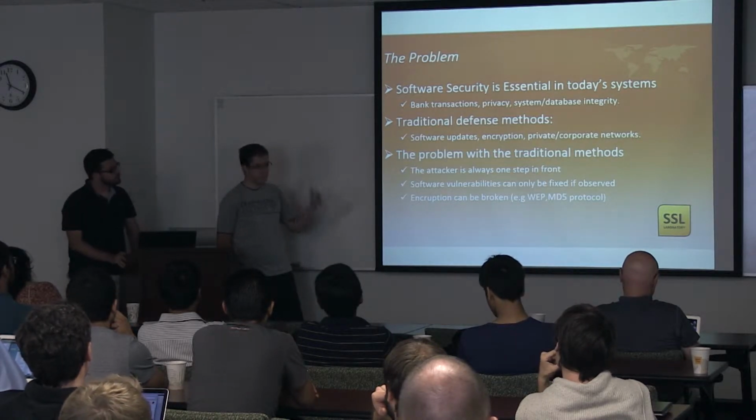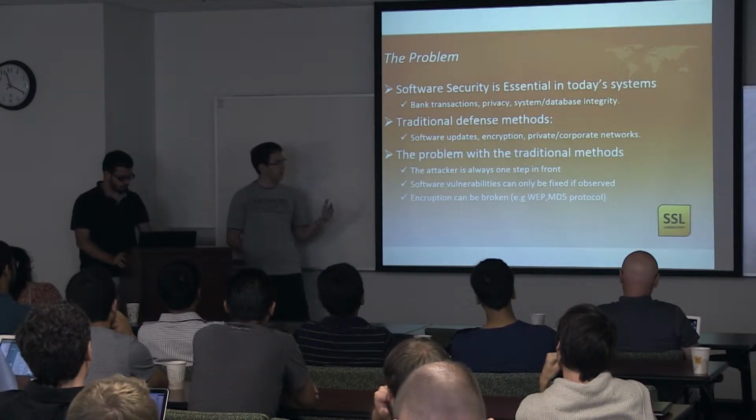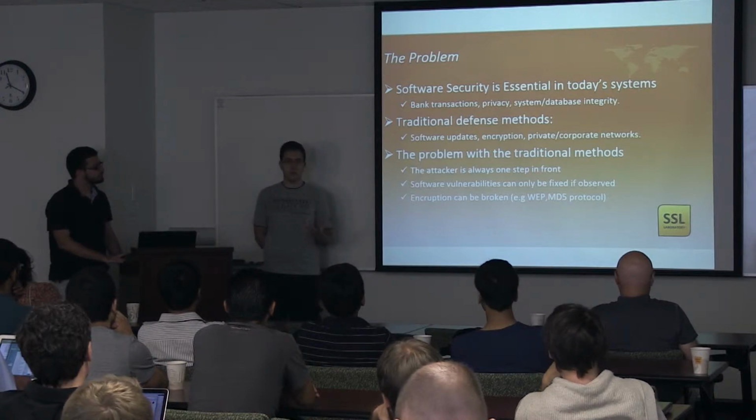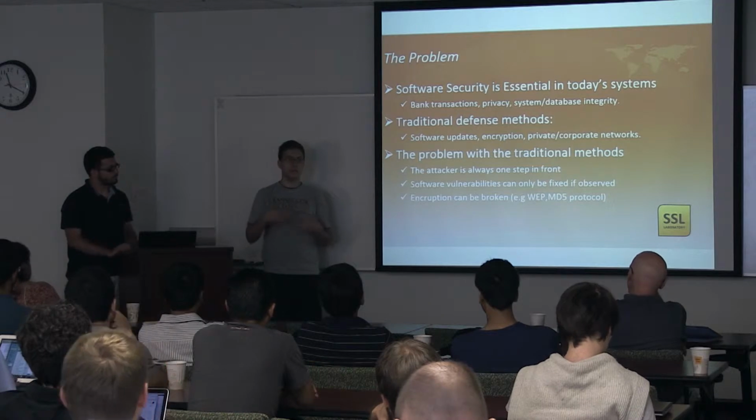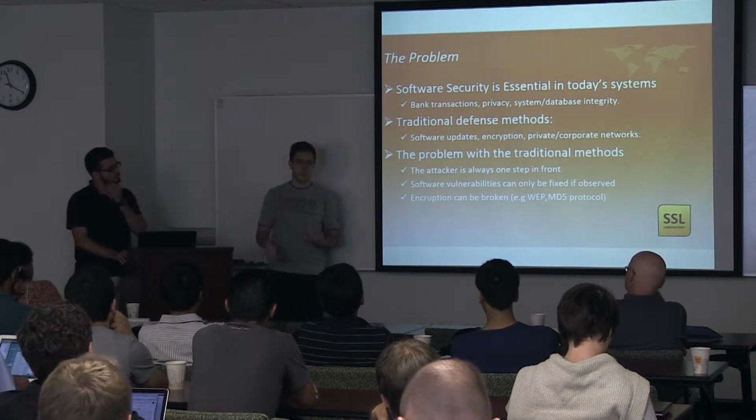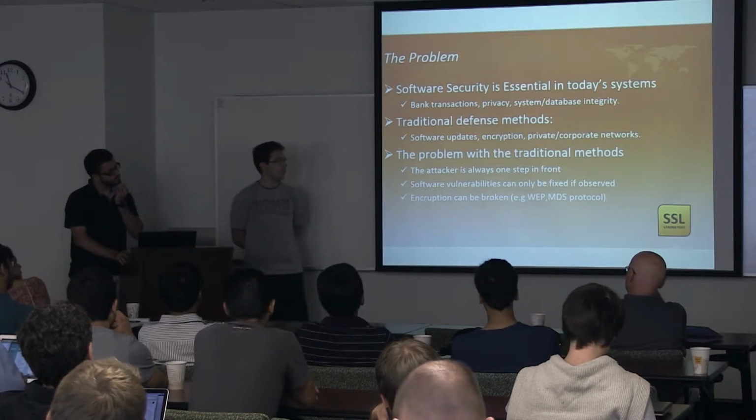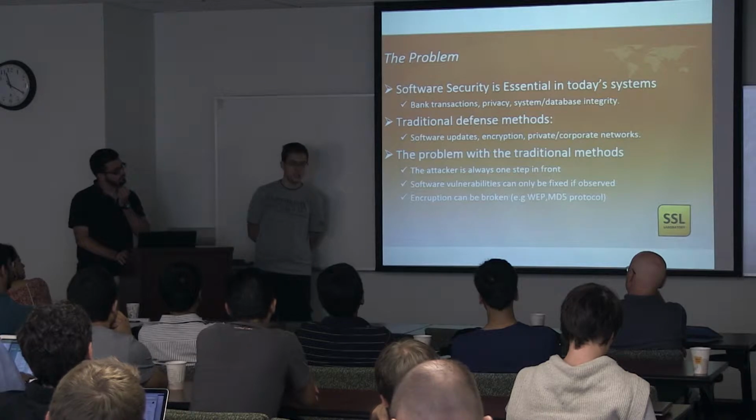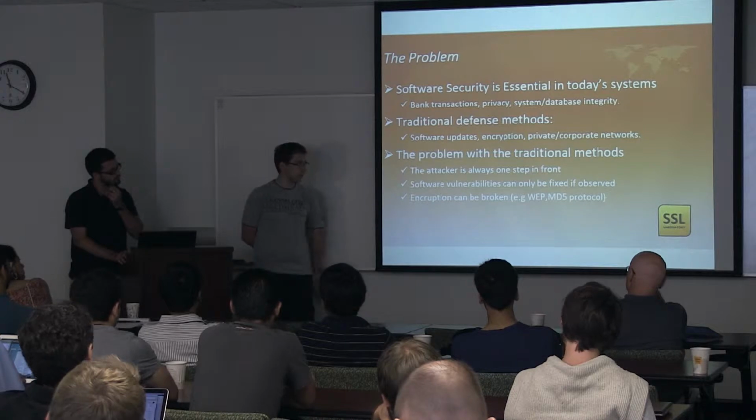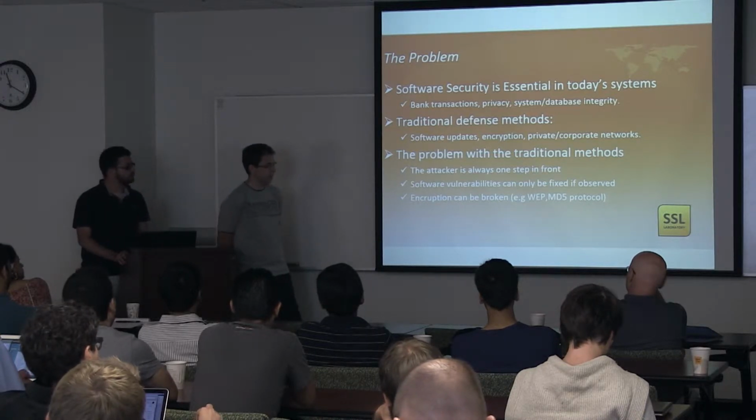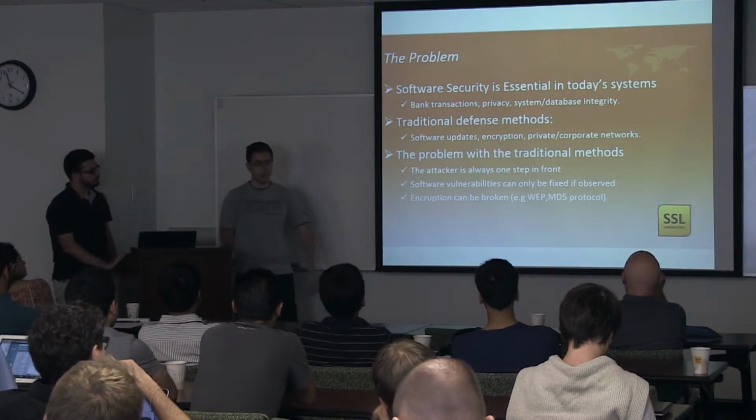The traditional defense methods mostly come into play as software updates. We install some antivirus software, and we do updates to the systems to protect them against new attacks. There is also encryption, and in the case of some industries or corporations, they used to have their own networks installed. Now, what is the problem with these methods? The attacker, the hacker, so to speak, is always one step in front.